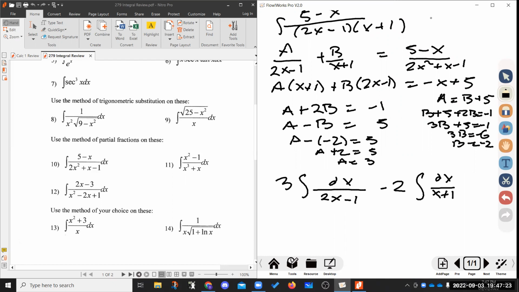That's equivalent to our original problem. So I need a 2 dx here so that I have du over u in the first problem. I do have du over u in the second problem. This is 3/2 ln of the absolute value of 2x minus 1 minus 2 ln of the absolute value of x plus 1 plus c.